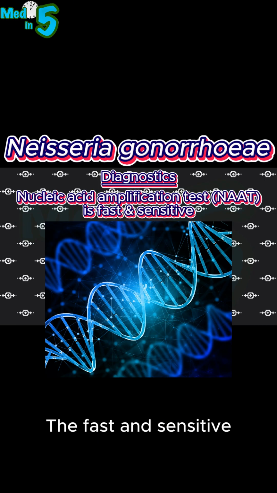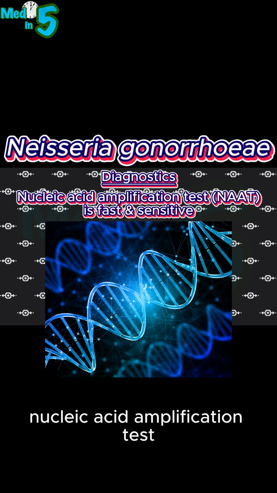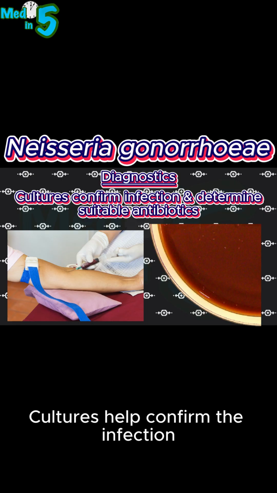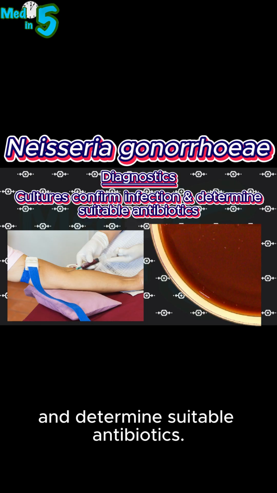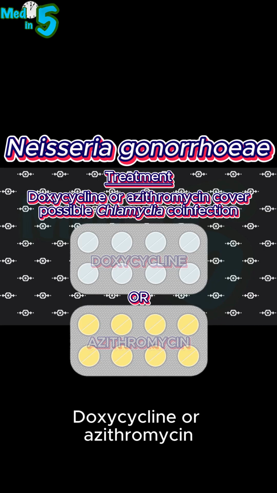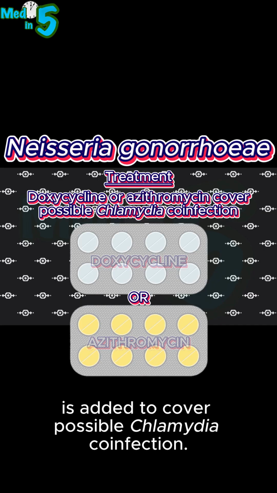The fast and sensitive nucleic acid amplification test is often used for diagnosis. Cultures help confirm the infection and determine suitable antibiotics. Treatment includes ceftriaxone. Doxycycline or azithromycin is added to cover possible chlamydia co-infection.